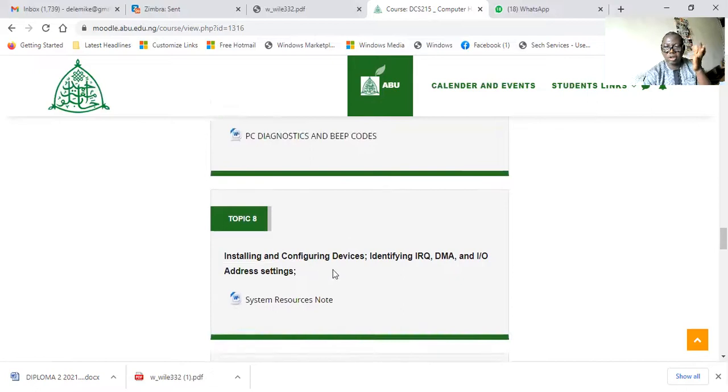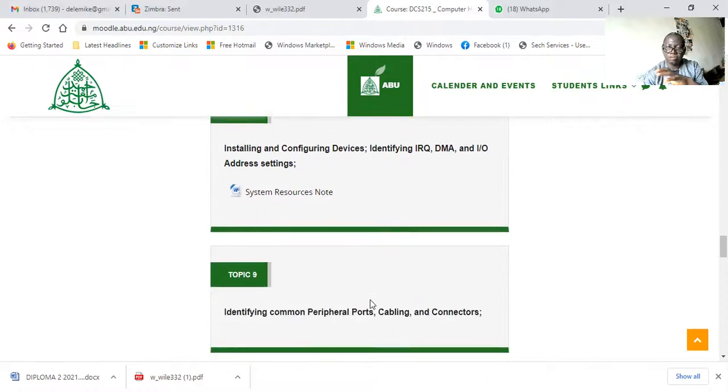So we're going to talk about installing and configuring devices, identifying IRQ, interrupt requests, DMA, direct memory access, and input-output address settings. These are all referred to as system resources. These are the things the system uses to really carry out all the communications between other components and the processors. So it's very important that this is well understood.